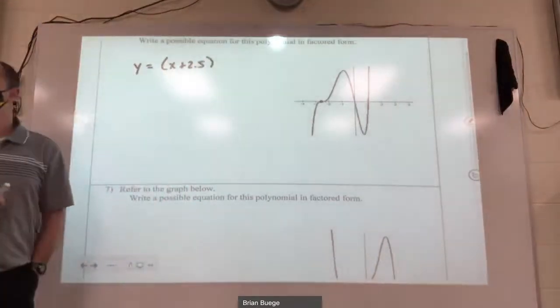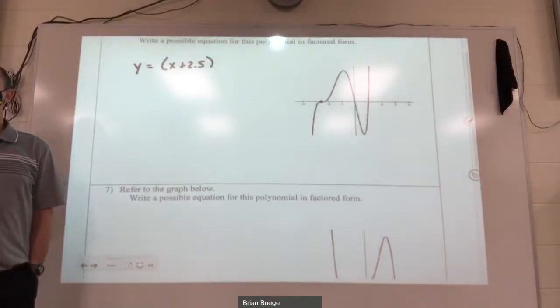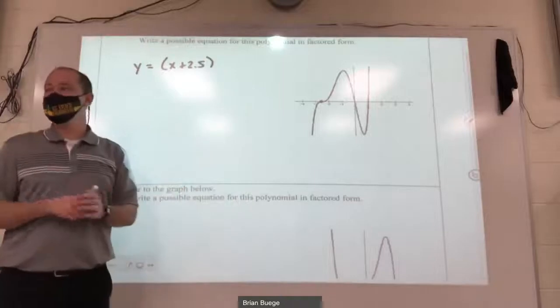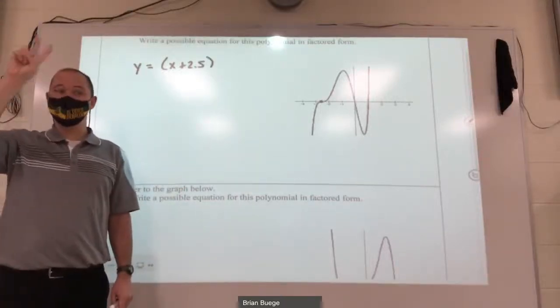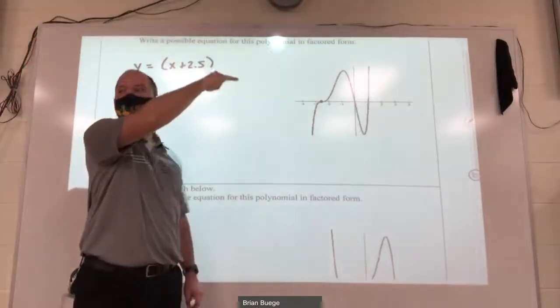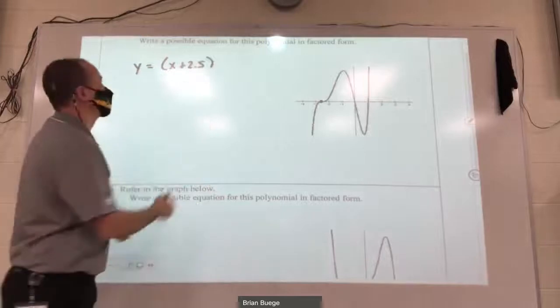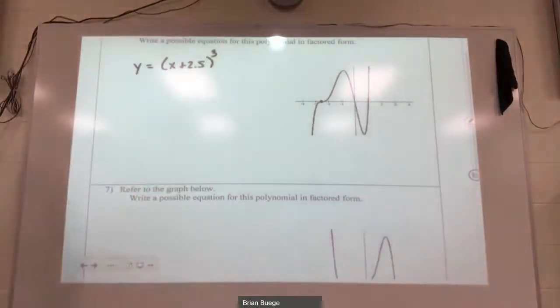What power is that raised to? 1, 2, or 3? Why 3, Abby? Yep, this is the one. Remember, if it goes through the graph, it's 1. If it touches and bounces off the graph, it's 2. It's a double root. And if it kind of just flattens out and sits right on the graph, then it's a triple root. So in this case, we raise it to the third power.